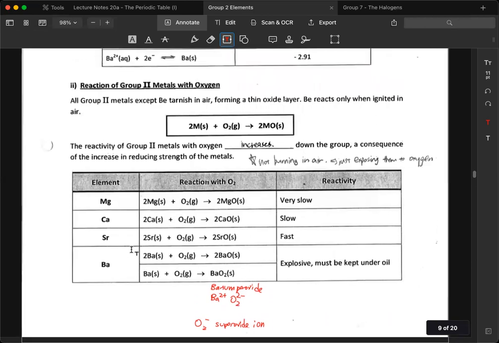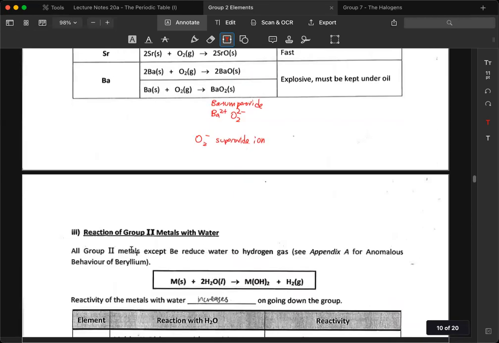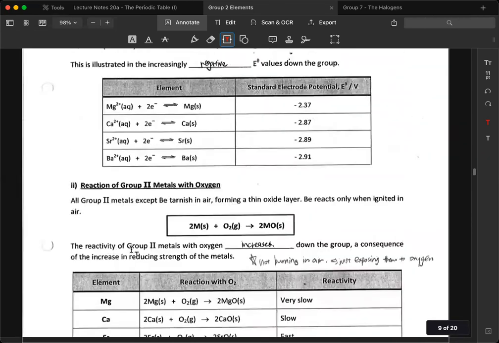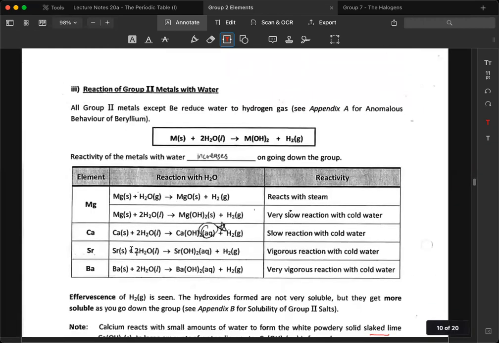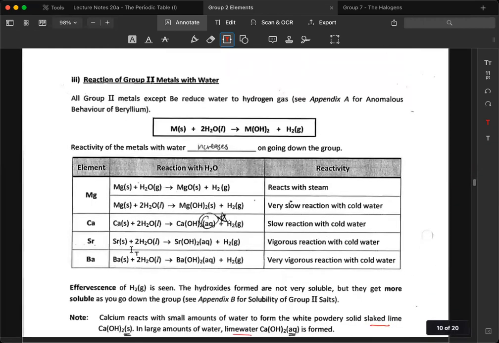Now, so the reactivity of group 2 with oxygen increases down the group, which is a consequence of the increasing reducing strength of the metal, meaning they are more easily oxidized. The other one is with water. So it also increases down the group.